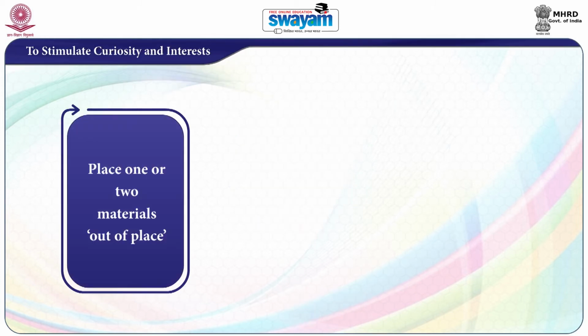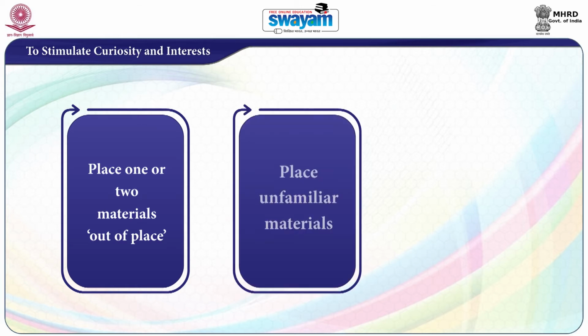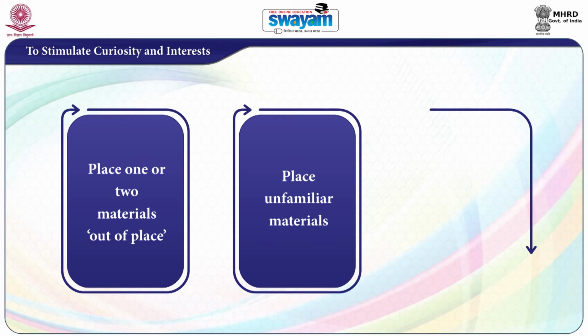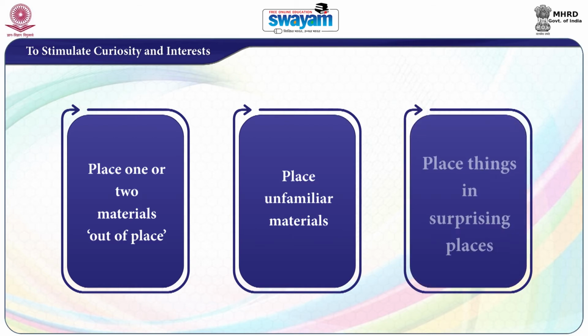Place 1 or 2 materials out of place. For example, place a book in the block corner so that the child might use the book with the blocks to create a new building. Place some unfamiliar material so that the child starts to explore it and questions to know more about it. And moreover, place things in surprising places.